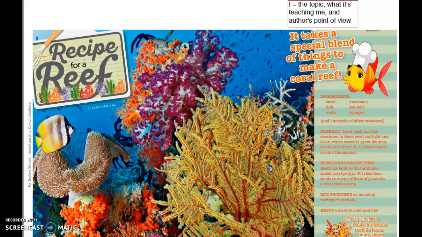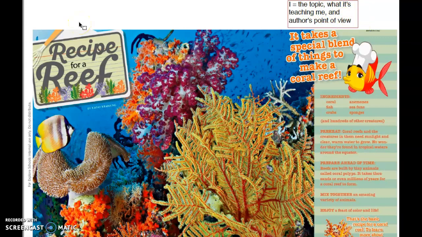Nice job. So you probably noticed that this text seems like it's teaching us about something. There's also a lot of subheadings and information, and I don't really see characters or dialogue. So this would be an informational text. As we read an informational text, you got to keep those genre frames in mind to help you understand what you're reading as you go. So, informational texts, we want to notice the topic, what it's teaching me about that topic, and the author's point of view on that topic.